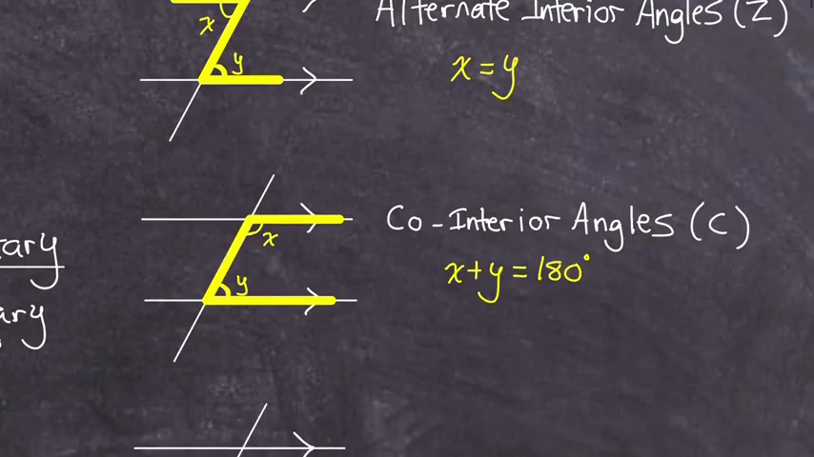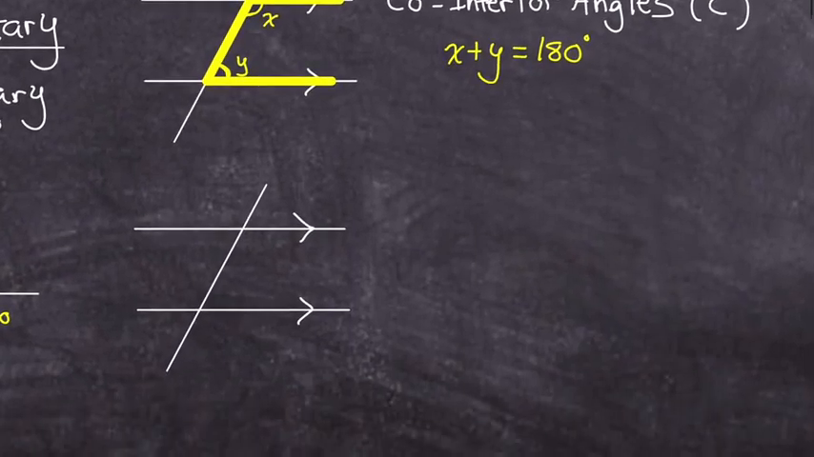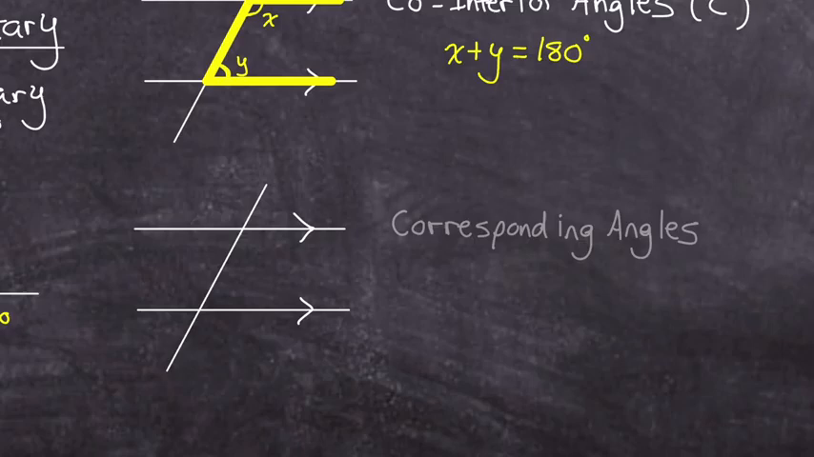And then the last parallel line theorem is for corresponding angles. There are 2 points of intersection here for the transversal with both of the parallel lines. There's a point of intersection here and a point of intersection here. Angles at the same relative position at both of those points of intersection are going to be equal to each other. So at both of the points of intersection, if we look at the angle in the top right position for both of them, those would have to be equal to each other based on the corresponding angle theorem.